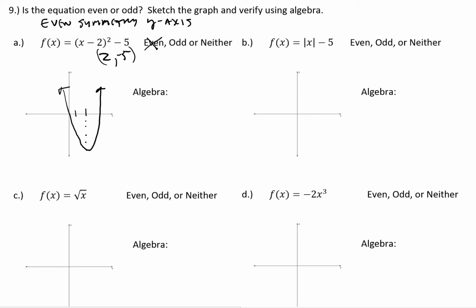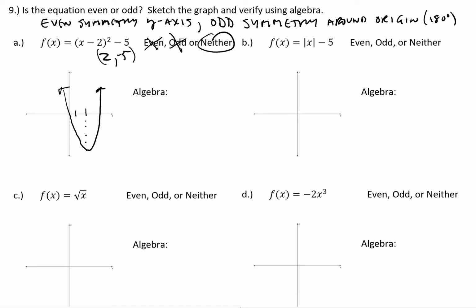And it's not odd, because to be odd, it has to have symmetry around the origin. Excuse me. And it has to be 180 degrees. Okay, so we know it's not even, we know it's not odd, so it's going to be neither.